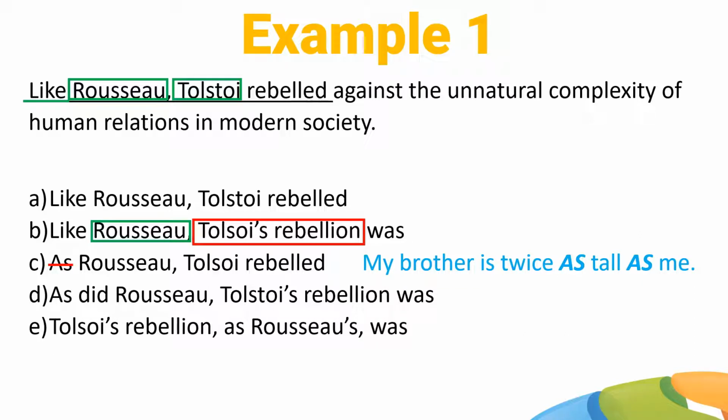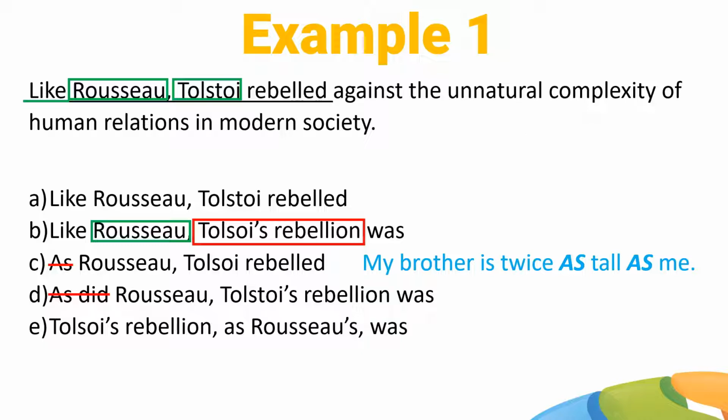All right, let's take a look at D. D is even worse. Not only is as did grammatically questionable, it's just an awkward and wordy phrase. Remember, the GMAT values efficiency over almost anything else. We already have a very efficient sentence in answer choice A. The word like works great.